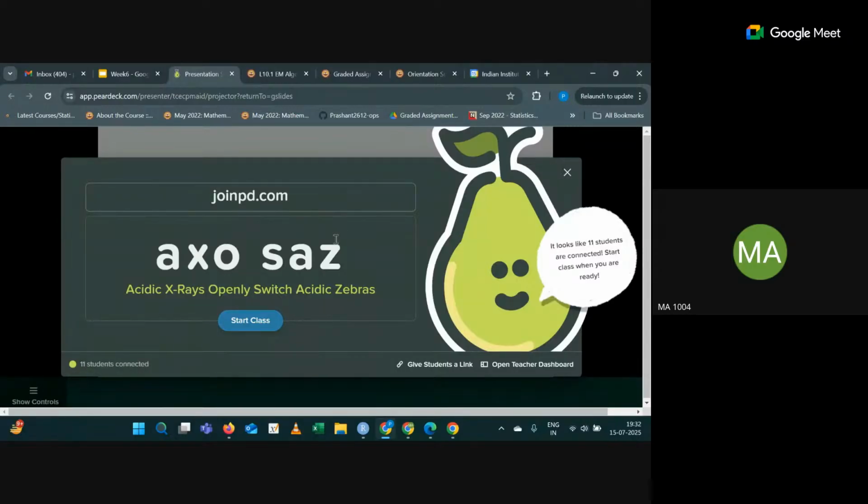In your browser, on your phone or desktop, whatever you have, write joinpd.com, and then it will ask you to enter a code. The code is AXOSAZ. Whatever concepts we have quickly covered, we will try to solve those.